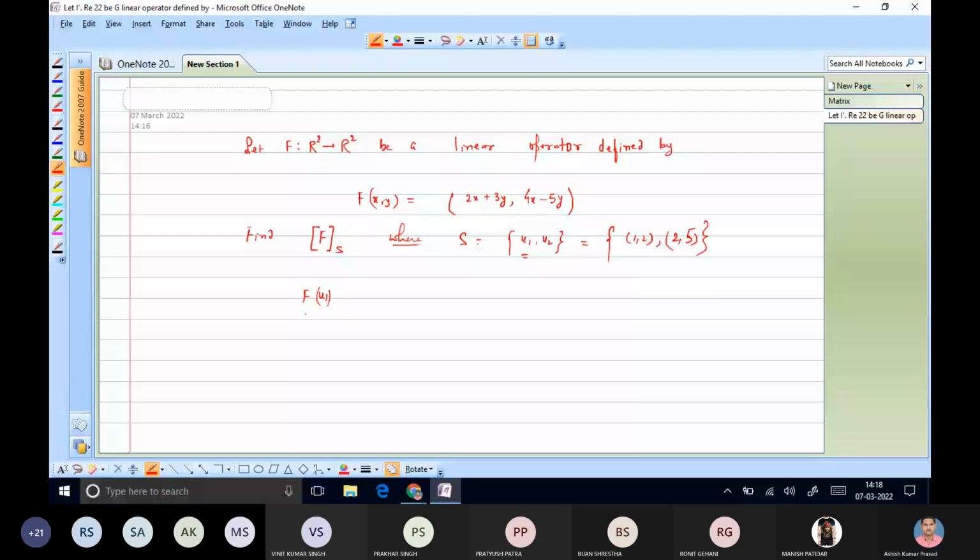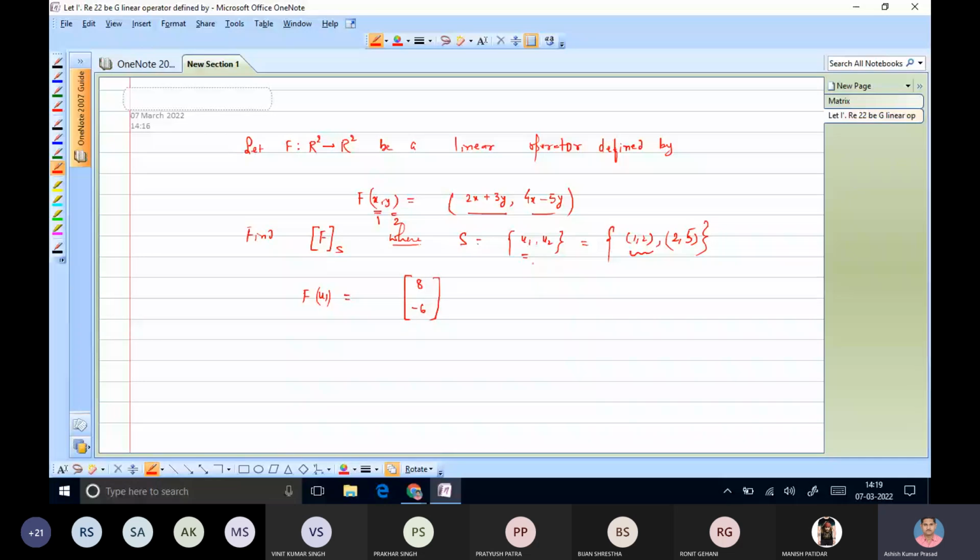You first see the F image of U1, where U1 is (1, 2). I put here x equal to 1, y equal to 2. So what ordered pair am I getting? 2 times 1 is 2, plus 3 times 2 is 6, plus 2 is 8. Then 4 times 1 is 4, minus 5 into 2 is 10, so minus 6. So you are getting (8, minus 6). So I'm writing this column wise, right? I'm writing this column wise.